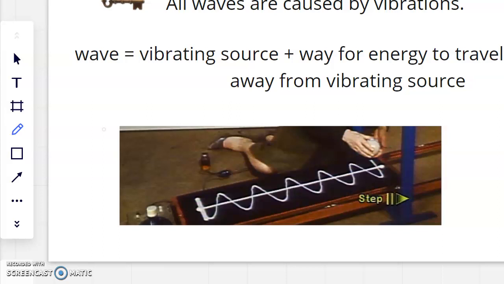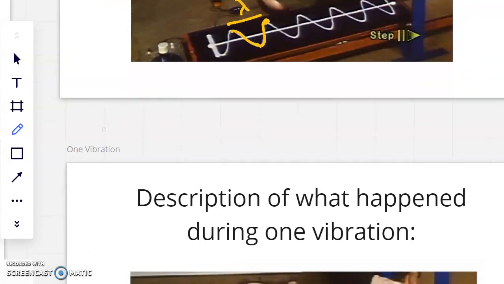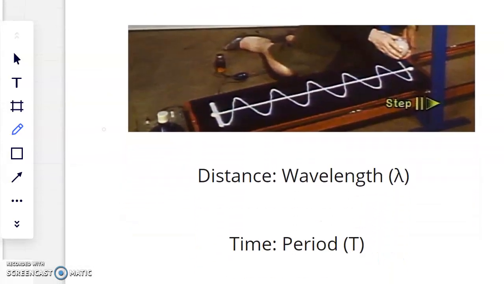You can see that in one vibration of the pendulum, this much wave was produced. It swung all the way over and all the way back. And in a period, this much length was covered. And we're going to call that the length of a wave, or a wavelength. Greek letter lambda is going to indicate that for us.